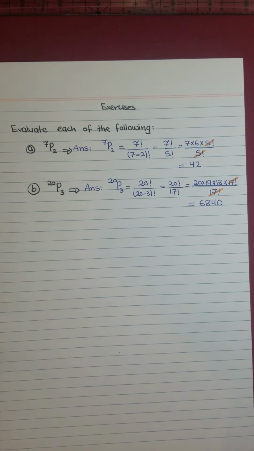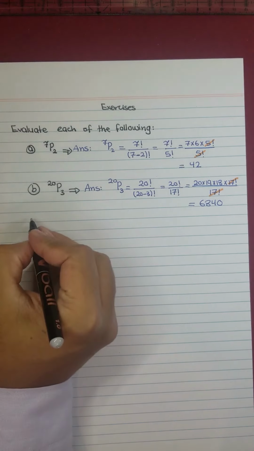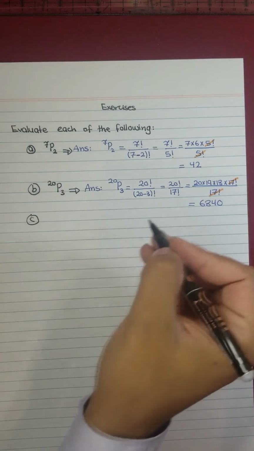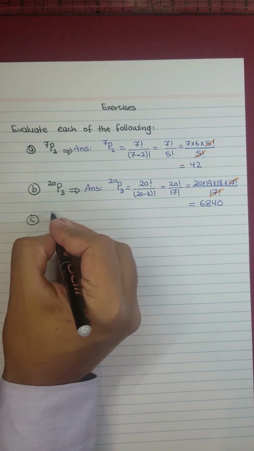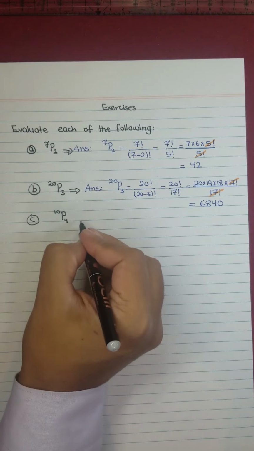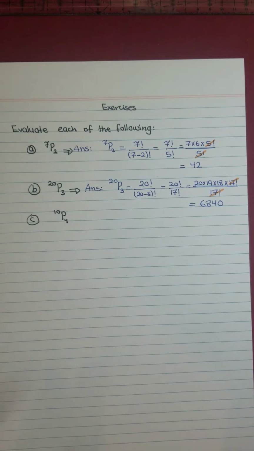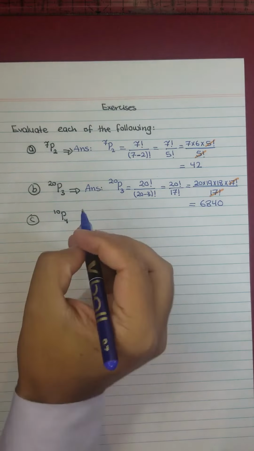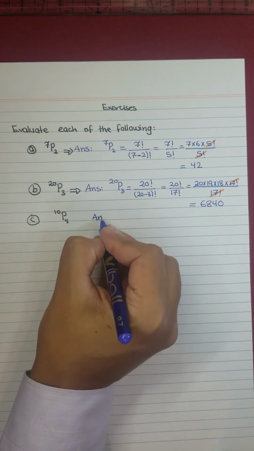Some teachers and some mathematicians like to evaluate this answer in a different way. For example, say you have 10 permutation 4. You can actually evaluate this in a faster way.